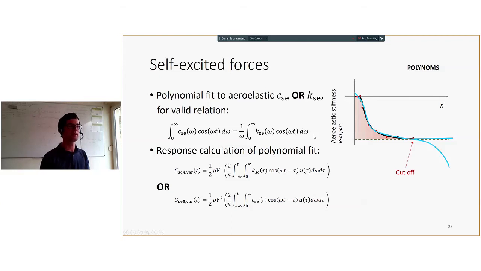That means if we're fitting to the stiffness part, then we are making a convolution over the displacement. And if we're fitting to the damping, we simply do a convolution over velocities. Plus, we have to take care of the quasi-steady part, as everywhere.